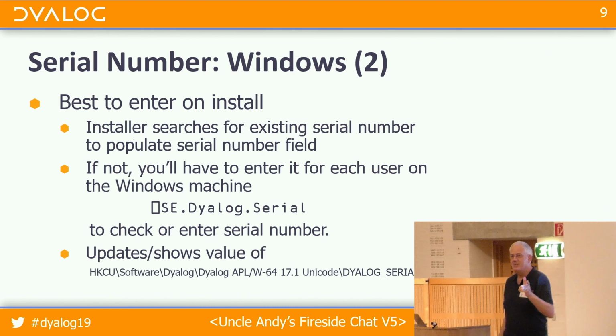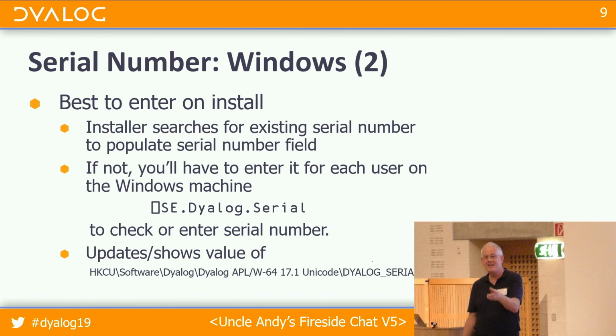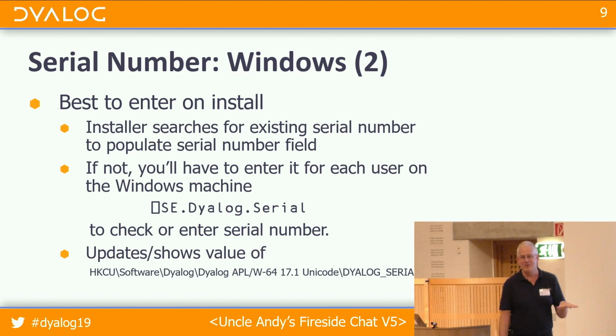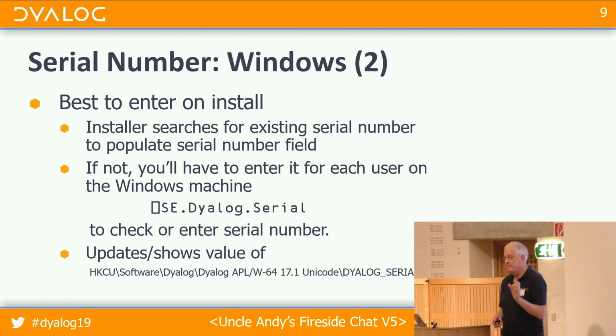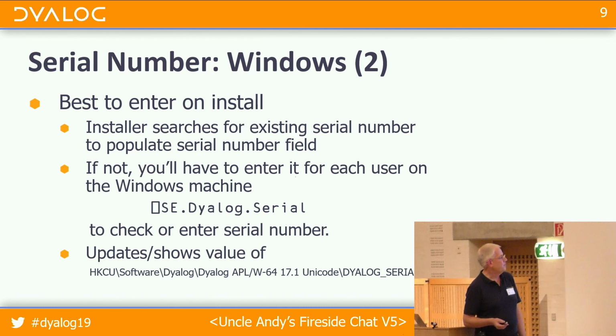And because I discussed it with John, I've told you a lot about it, whereas if I hadn't discussed it with John, we'd probably never have found this out. So, we populate the serial number field when you install Dyalog APL. You can type your own one in there. You can delete it if you want. And then, if you've done an admin install, the serial number will be there for all subsequent users.